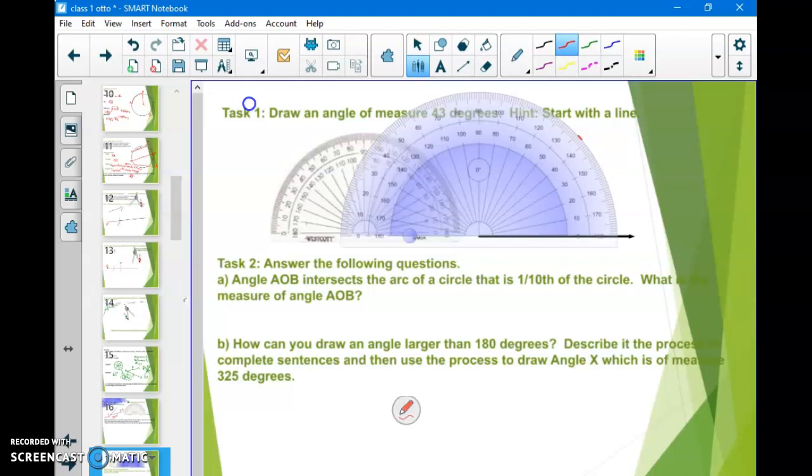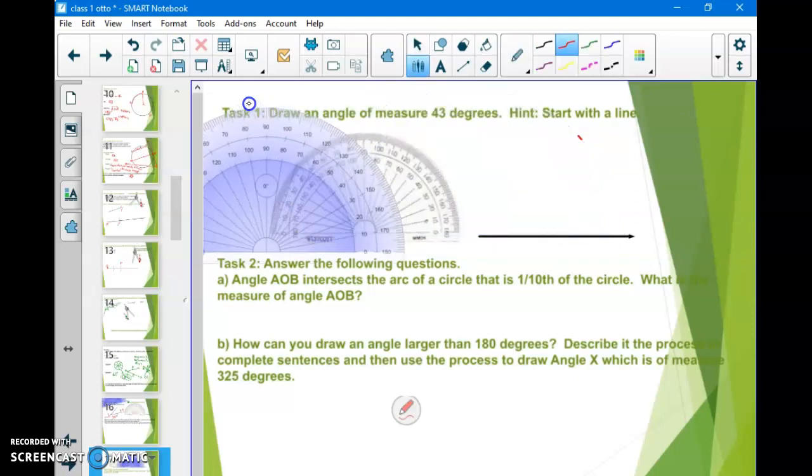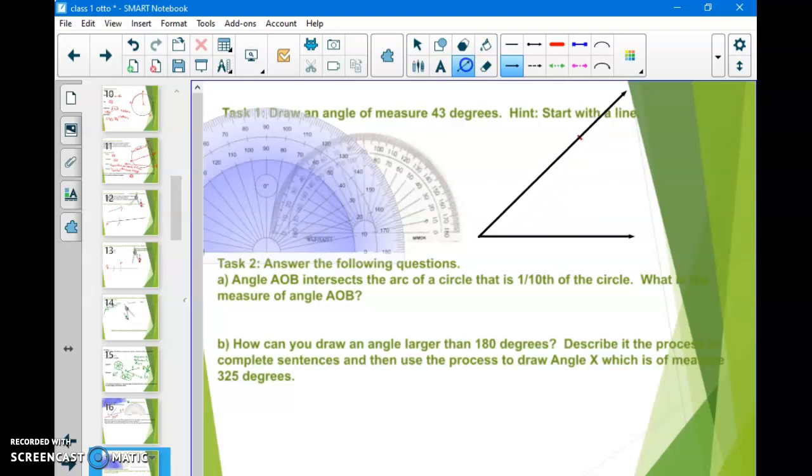And then I'm going to move my compass out, and I'm going to use my straight edge again to start and then go through my 43-degree angle. You should practice drawing those things a little bit because it does take a little practice.